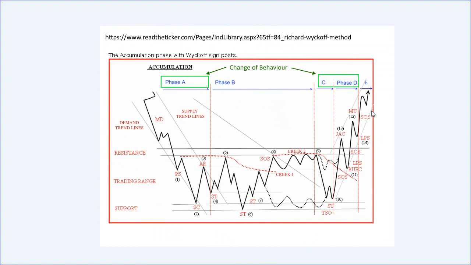Now Richard Wyckoff combined the knowledge he learnt from Jesse Livermore and others of the time. I think Charles Dow was one of them. Lindbergh, I think it was another, and he created the Wyckoff logic. A little bit like Jesse Livermore's pivot point.